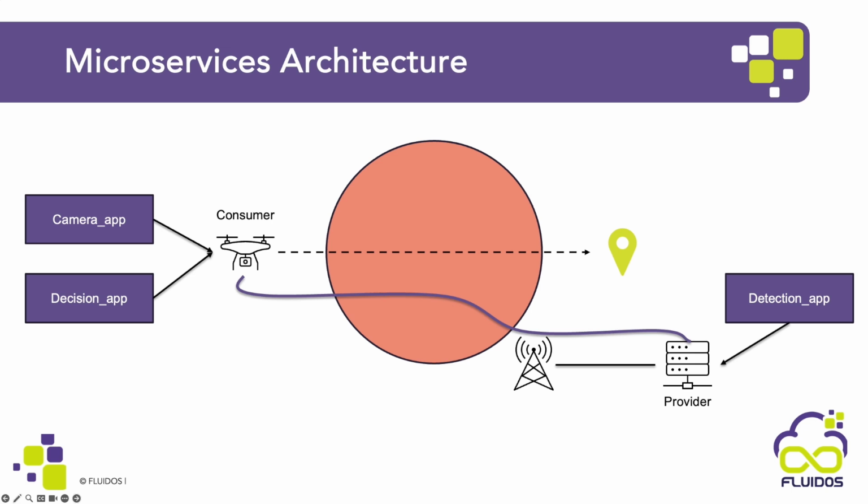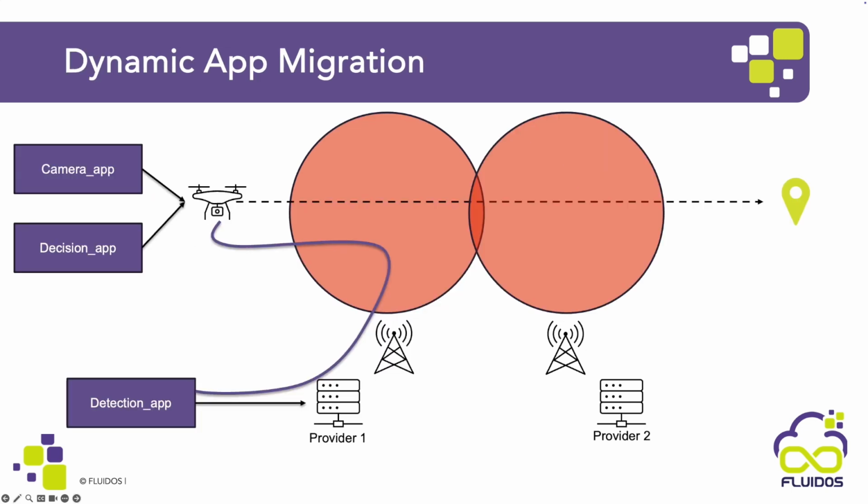This is where the FLUIDOS project steps in to provide dynamic resource provisioning. In this demo, we simulate a drone flying through the range of 2 base stations, each with its own edge server. As the drone moves, it automatically discovers new edge servers and exploits their resources if the connection to the previous server is lost. The detection app is seamlessly migrated to minimize downtime.